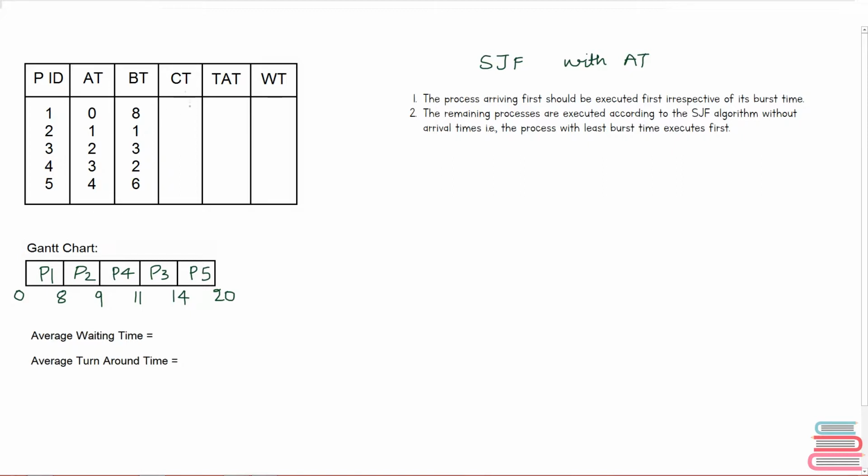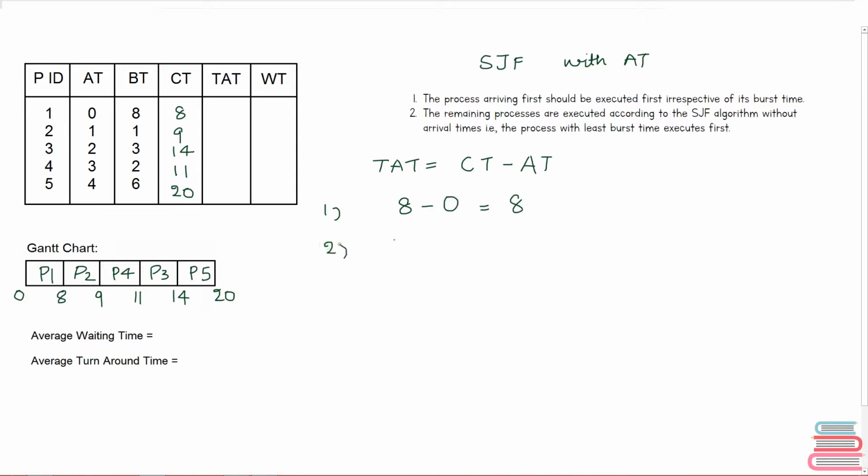The completion time of process 1 is 8 milliseconds, for process 2 it's 9 milliseconds, for process 3 it's 14 milliseconds, for process 4 it's 11 milliseconds, and for process 5 it's 20 milliseconds. Now let's calculate the turnaround time, which is equal to completion time minus arrival time. For process 1, the completion time is 8, arrival time is 0, hence the turnaround time is 8 milliseconds.